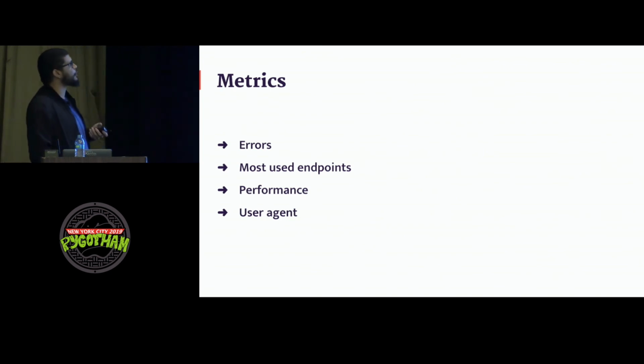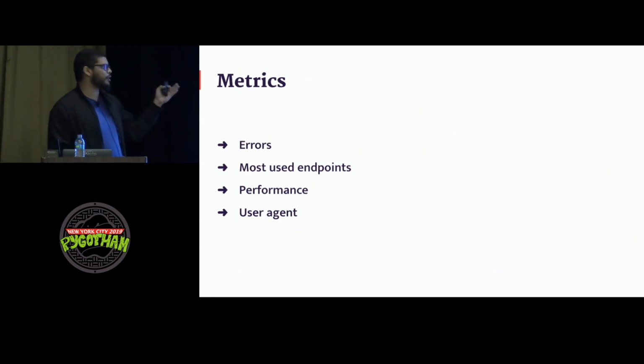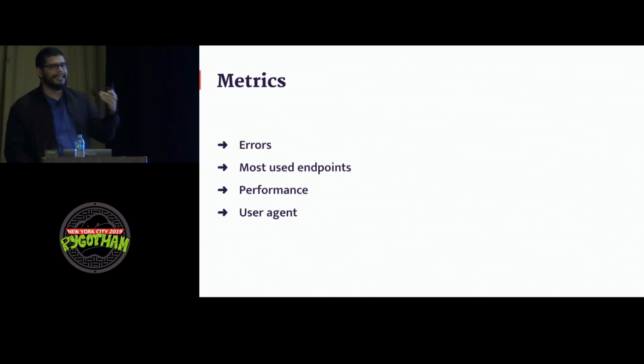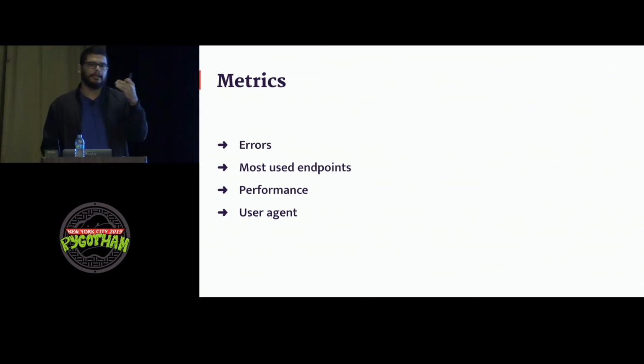Performance is a key point of the success of every API, because the performance of your API could decrease the experience of your users. So keeping an eye on that and improving it constantly is also very important. And user agent can give you a clue on what client libraries you need to build next.